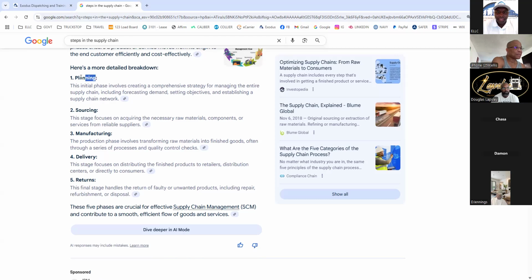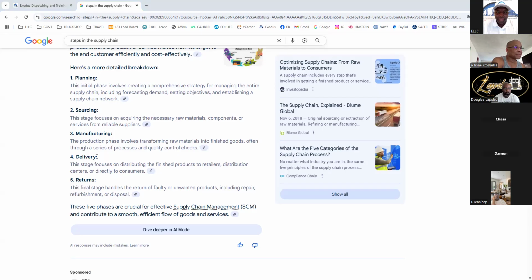Planning, that's the initial phase of supply chain, whether you're going to be a manufacturer, distributor, wholesaler, or retailer. Sourcing either the raw materials to produce the products, manufacturing to make the finished goods. Delivery is where we come in, whether from a brokering piece, a transportation piece, a trucking piece, or a dispatching piece.